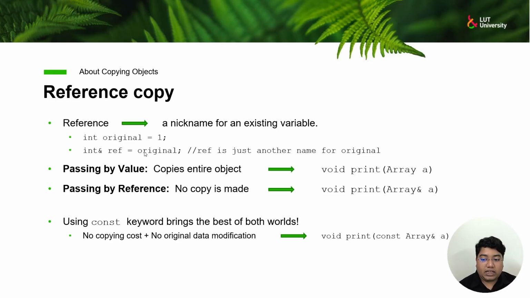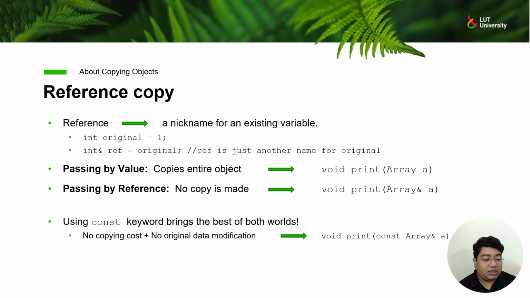If I write this, here the ref keyword is not a second integer. It's simply another name for original. So if I change ref, original changes immediately because they are the same variable. The same idea applies to objects.